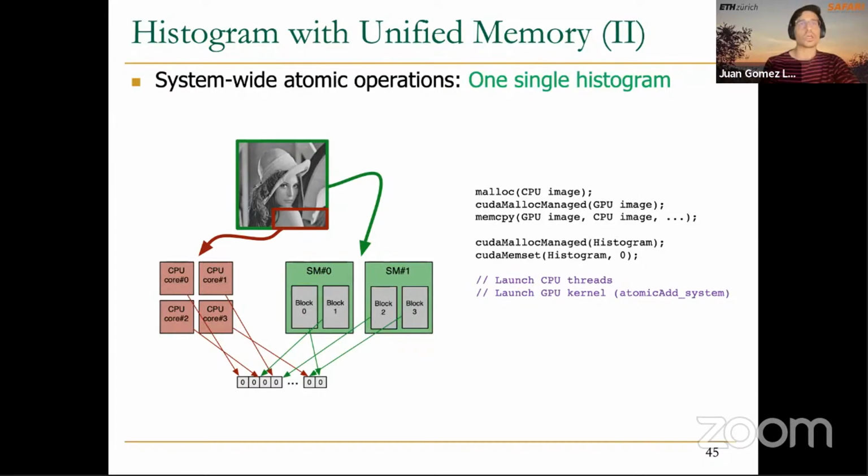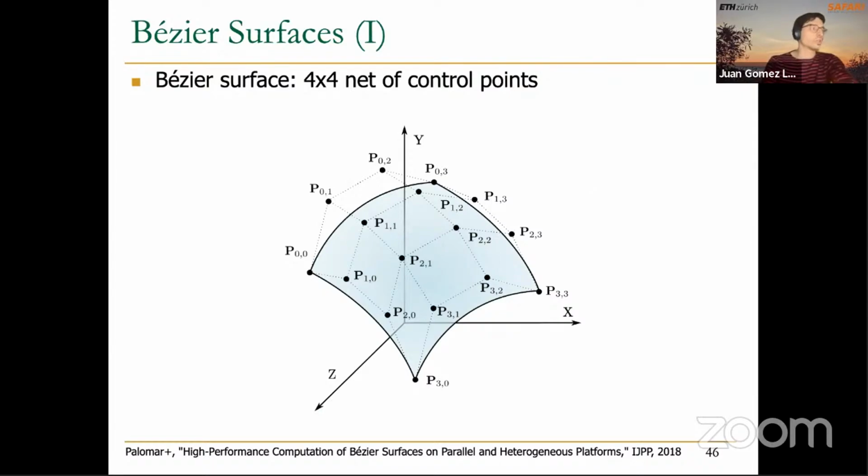But this approach can be promising, for example, for integrated systems or systems on a chip where we have a single physical memory space. Okay, your second use case is Bezier surfaces. We haven't talked about Bezier surfaces in the course, but in the previous lecture, we talked about the Bezier lines that are essentially the same thing, but one-dimensional instead of two-dimensional.